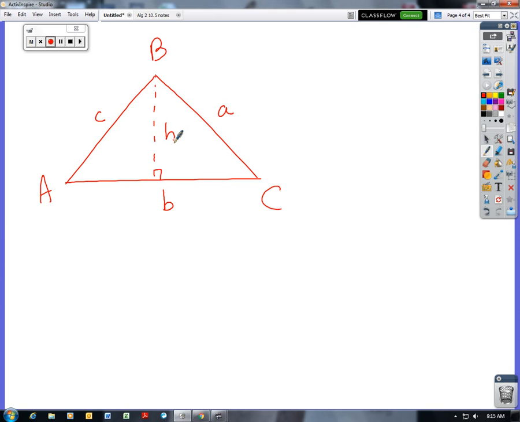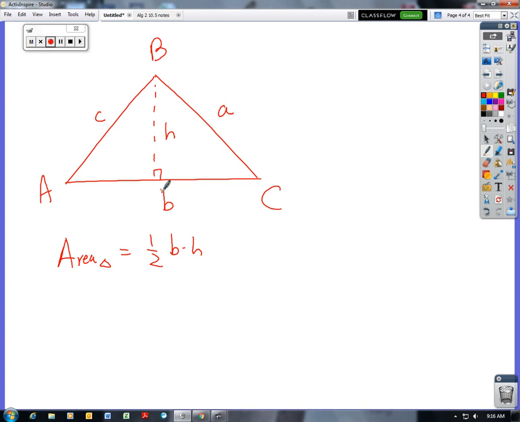Normally the formula for the area of a triangle that we're familiar with would be 1/2 base times height, right? Lo and behold, those are the exact letters that I have on my triangle. So little b is the base, h is the height, and take half of that product and you'll get the area. Now what we're going to do instead is rewrite this a little bit.